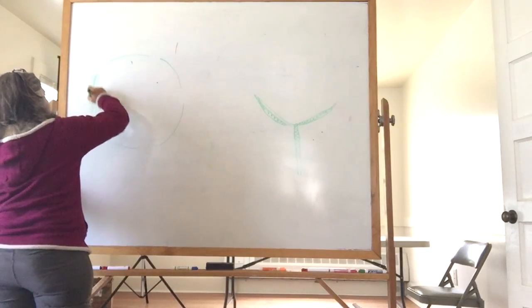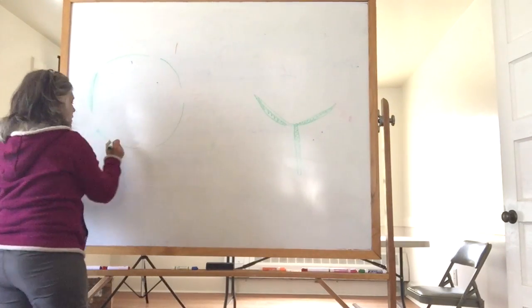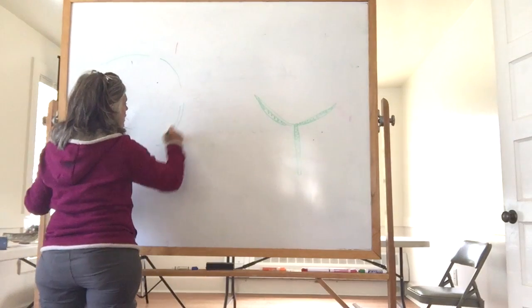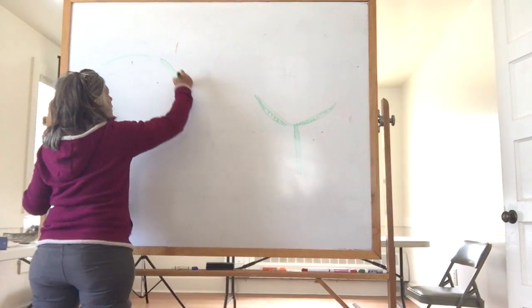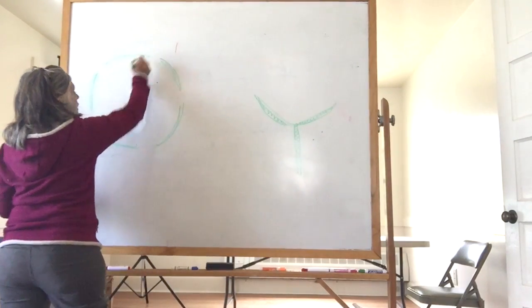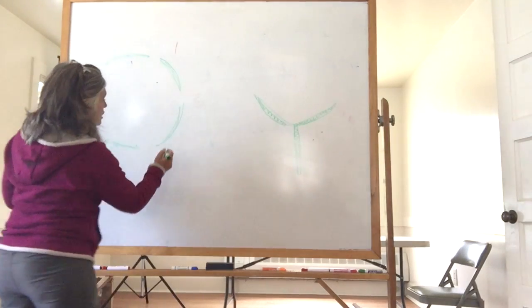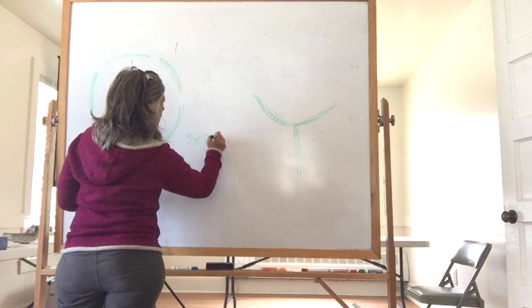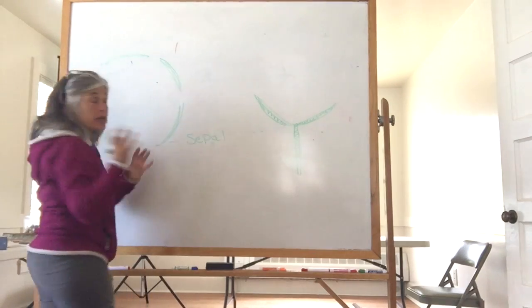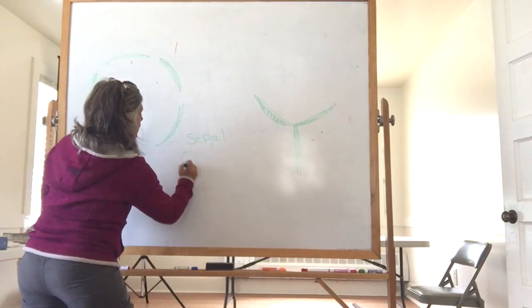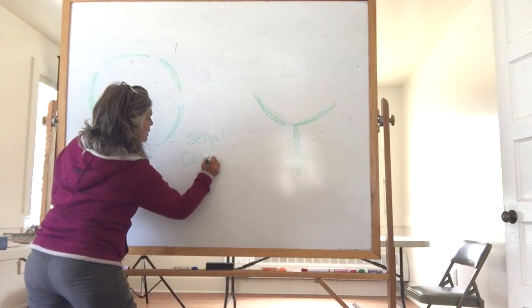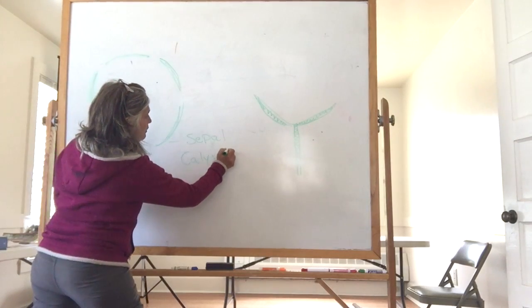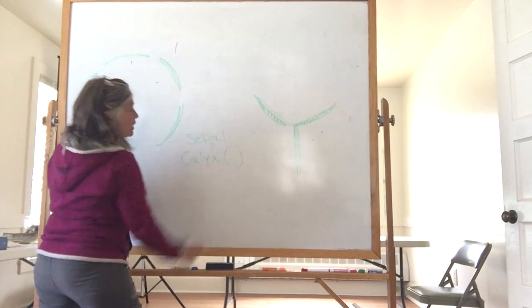So the outer green part of the flower, let's see, each individual part is called a sepal, and together they're the calyx. Okay, so if they're fused, it is the calyx.